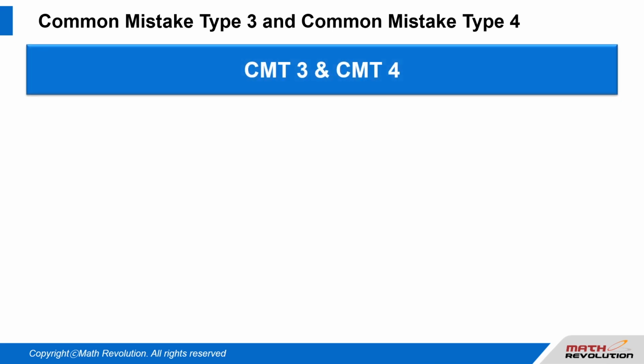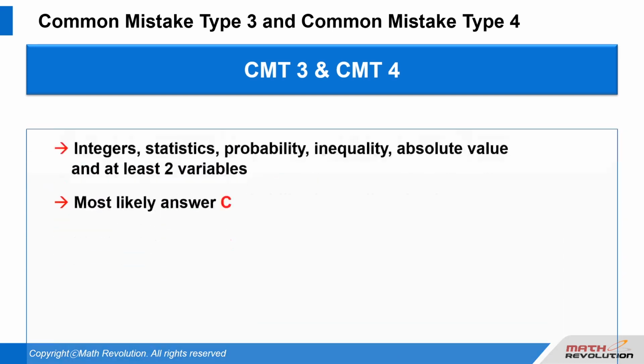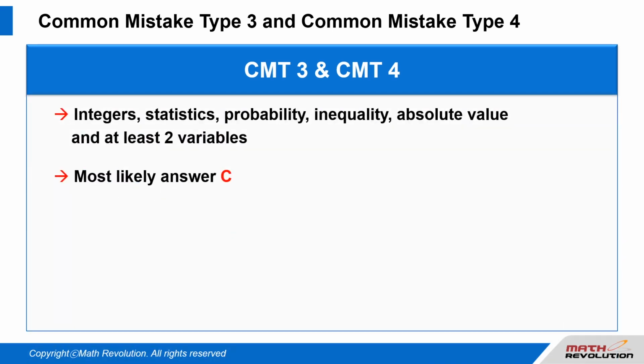CMT3 and CMT4 generally form a part of the key questions, which deal with integers, statistics, probability, inequality, and absolute value. Let's look at the relationship between variable approach method and CMT3 and 4A and B. In key questions, that is, questions that deal with integers, statistics, probability, inequality, and absolute value, with at least 2 variables, the correct use of the combination of CMTs and the VA is likely to give you C as the answer.